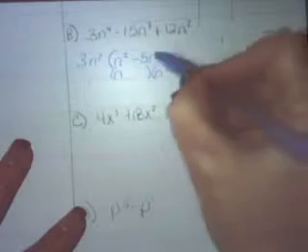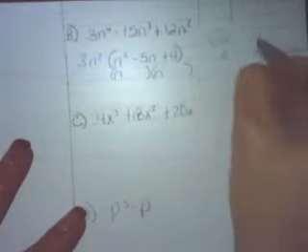Which of these added together give you the negative 5? It'd be negative 1, negative 4. Don't forget to bring down that 3n squared that you already factored out. We are now factored completely.